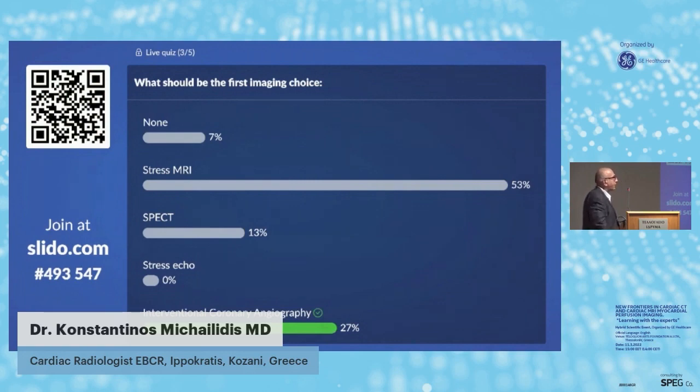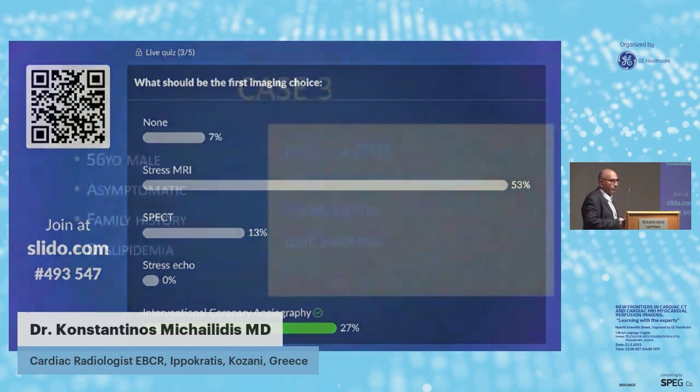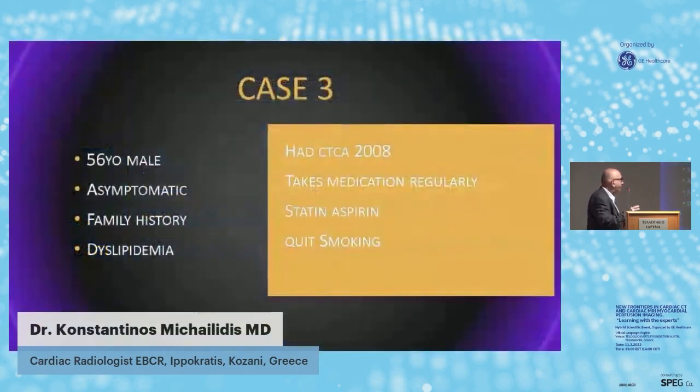On the other hand, we have another case with somebody that had follow-up studies, proceeding with a different scenario. He's a 56-year-old male, asymptomatic, with family history of dyslipidemia. He used to smoke in 2008, but he quit as soon as he received the report from his first study. He's a medical doctor. He had CTCA in 2008. He takes his medication very regularly. He achieves very good targets on LDL cholesterol.